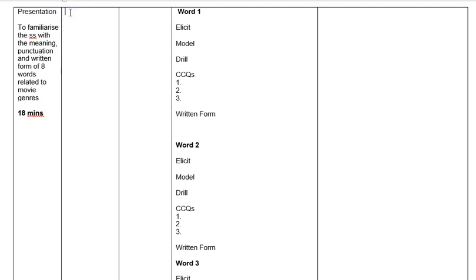For our materials, you should have flashcards for each word. You are definitely going to use the whiteboard and markers, and you need different colors for your markers. And you will probably need press stick as well to stick your flashcards on the board.